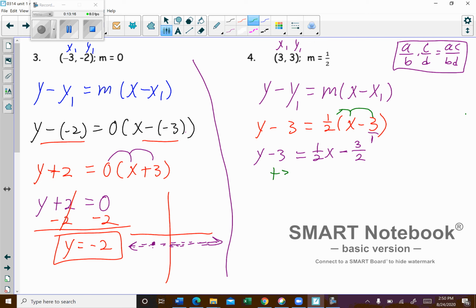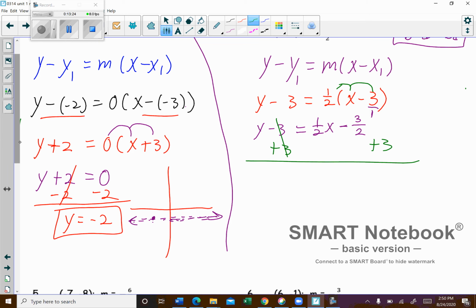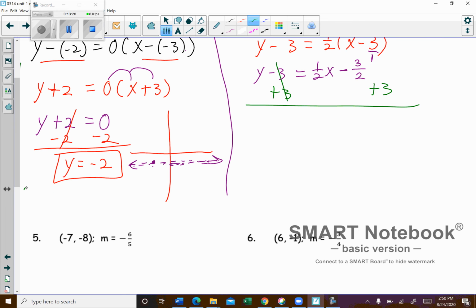So I'm going to go ahead and add 3 to both sides. Okay, so that cancels out. Let me give myself a little bit more space without the watermark. Let's see. There we go. Okay, so now I have y equals 1/2 x minus 3 over 2.